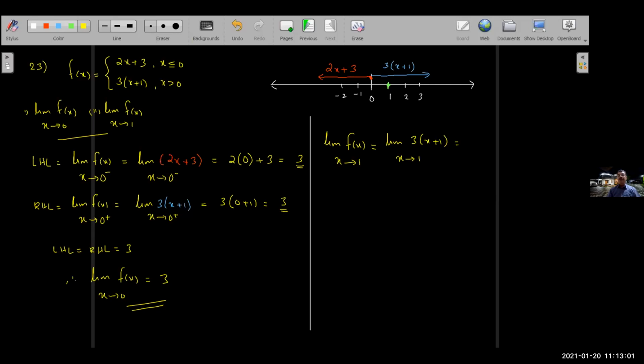So it is 3 into 1 plus 1. That is 3 into 2, 6 is the answer.